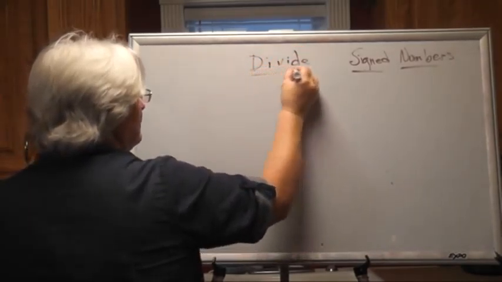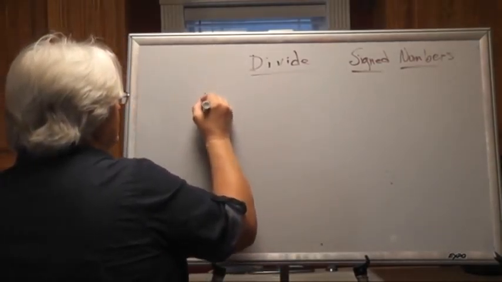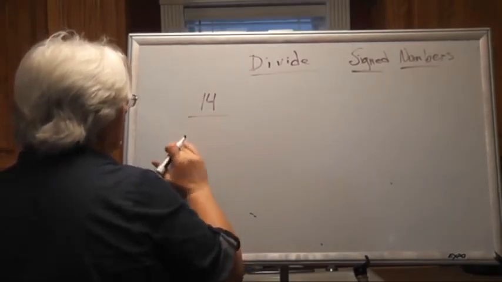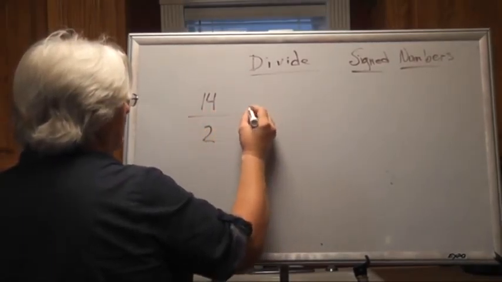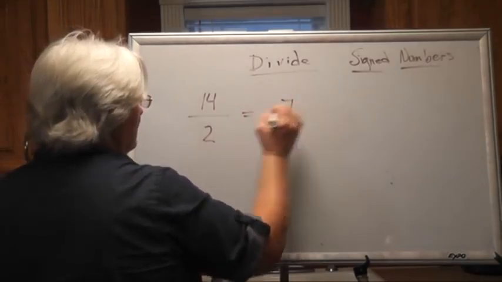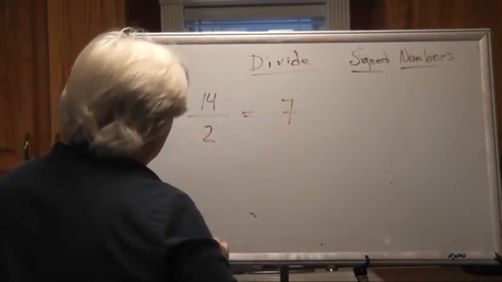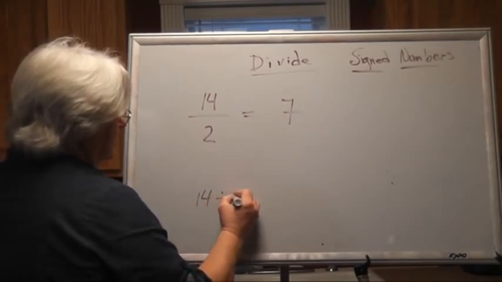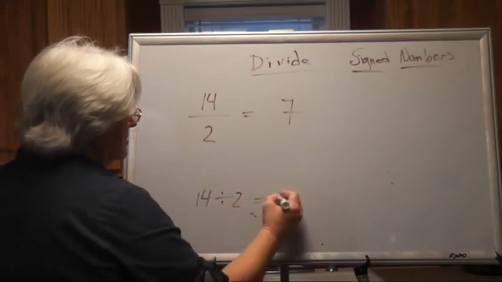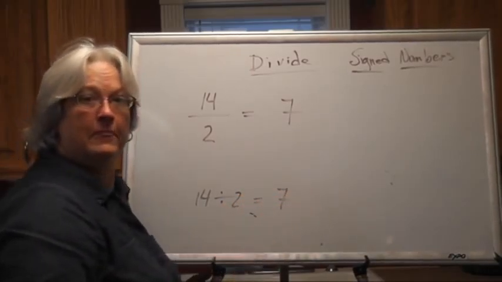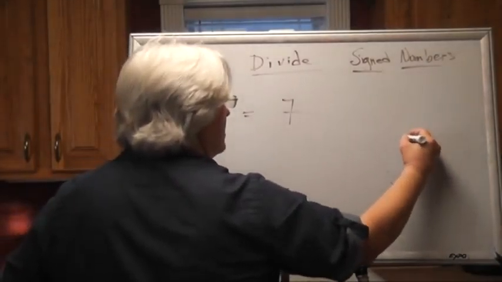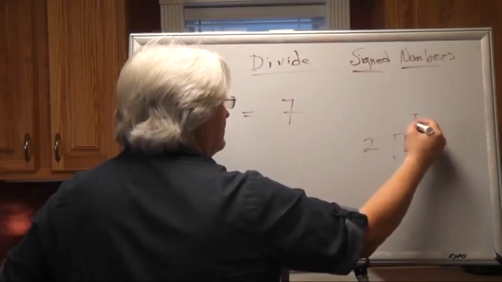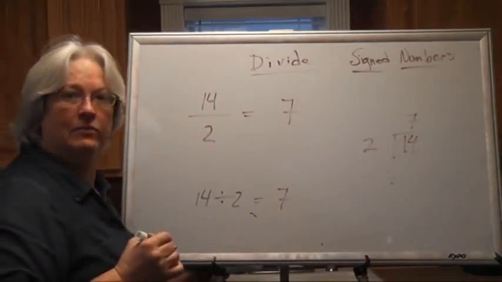Let's just review vocabulary. 14 over 3 gives us not an even number. So let's do 14 divided by 2 is equal to 7. We have another way of writing this. We can say 14 divided by 2 is equal to 7. And we can also write it this way. 14 divided by 2 is equal to 7.